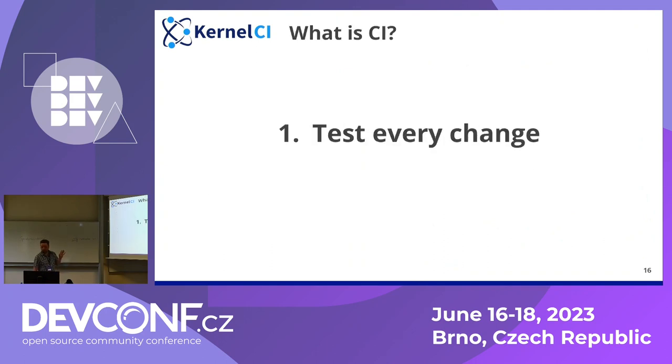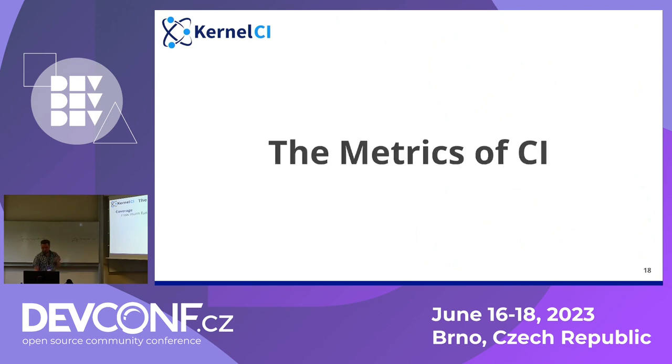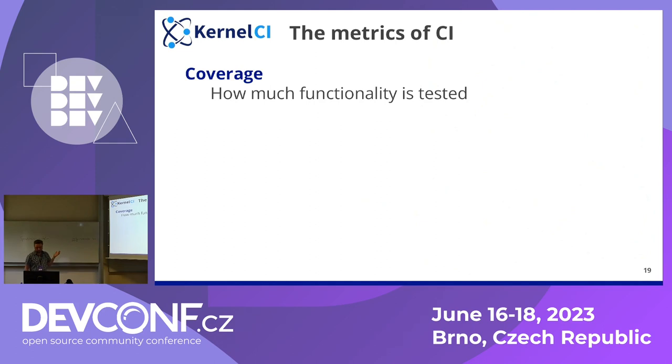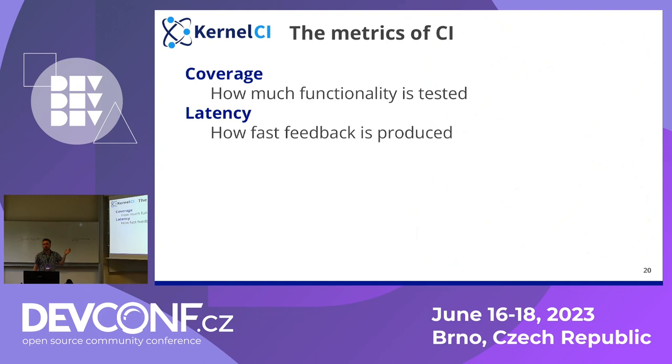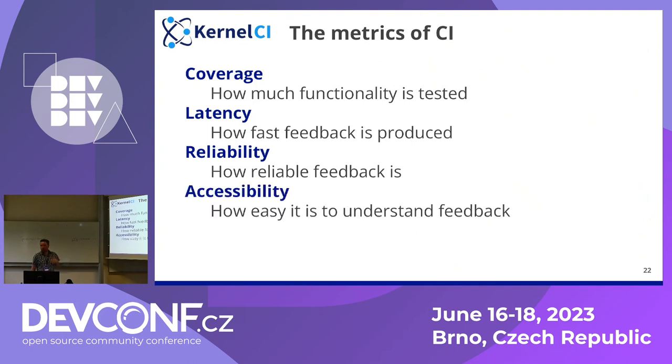So let's define continuous integration in an abstract way. It's quite simple. You simply test every change done to the code, or as close as you can, and then give feedback on the result. Out of this, you can come up with some metrics. Coverage, of course, which tells you how much functionality you're testing, what's the percentage. Then latency, how fast we get the results after the change was made or presented. Then how reliable the results are, how many false positives and false negatives it generates, and how easy it is to interpret the results that the CI system produces, like how hard it is to figure out what's actually broken.